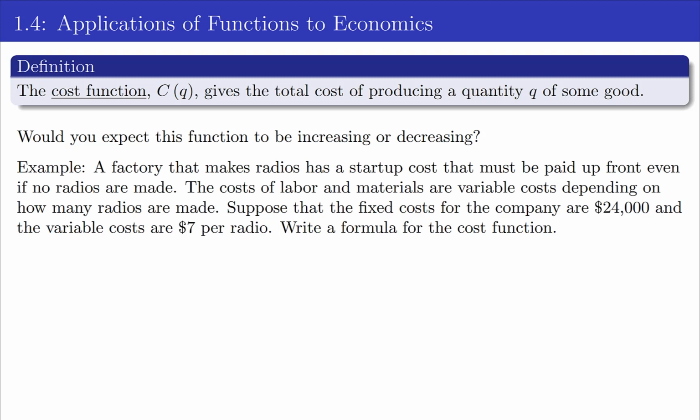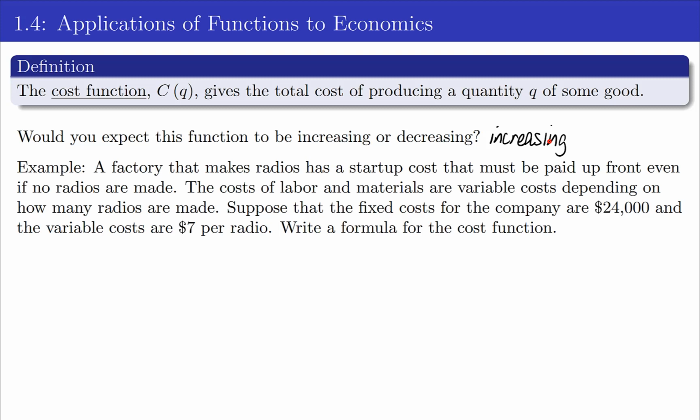With that said, would you expect this function to be increasing or decreasing? Well, remember, this is not the cost per item. This is the total cost. So if you add another good, you have to pay something for it. It will be going down in cost per item. That's how you could become more efficient and pay less per item. But each item costs something. With that said, the cost function is an increasing function. The total cost goes up as you produce more.